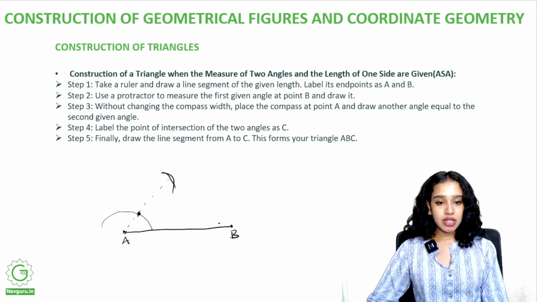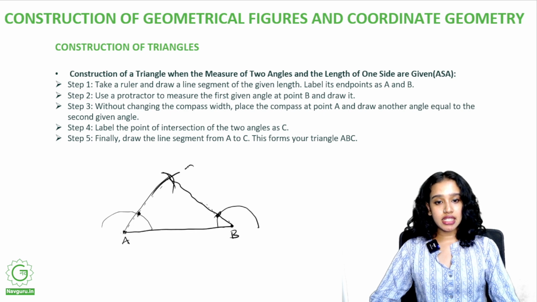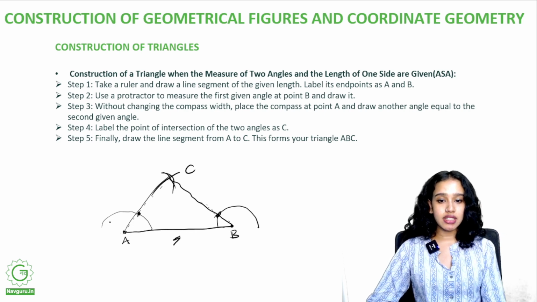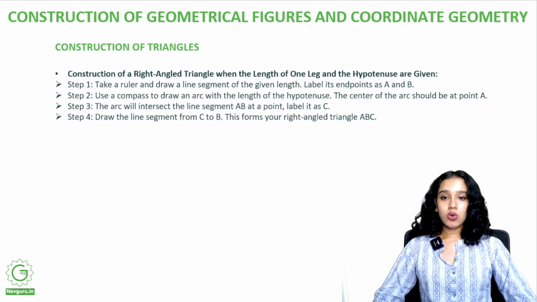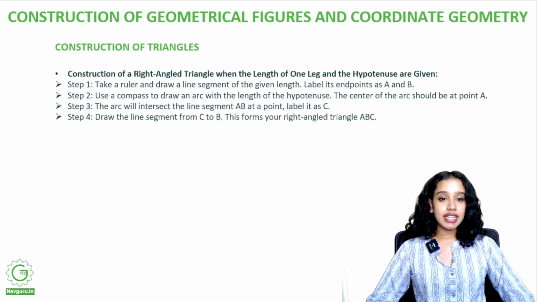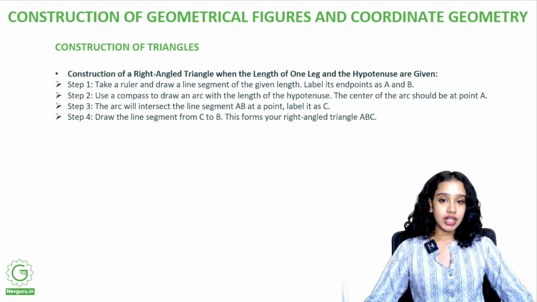Now, from B, we'll put the protractor here again, measure the angle which is given, we'll just mark it here, and with the same protractor length, right? I'll take a point from here, draw an arc here, and then we'll join these two points and we'll get a triangle whose one side is given and two angles are also given, right? Now we'll talk about the construction of a right angle triangle when one of the lengths and hypotenuse is given, right?